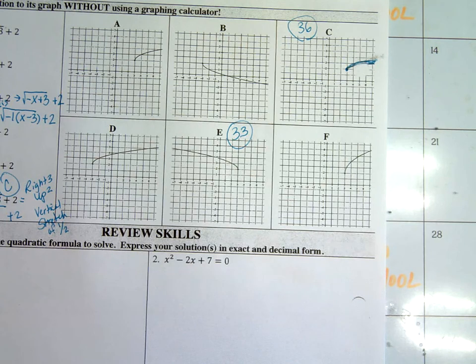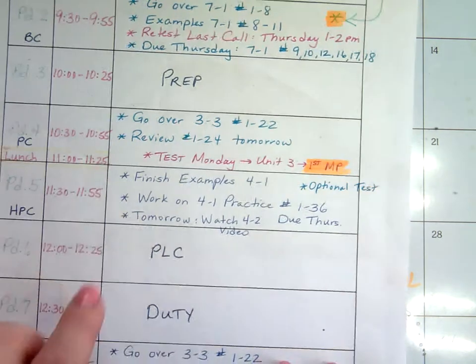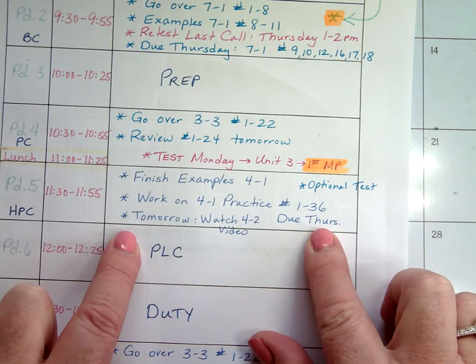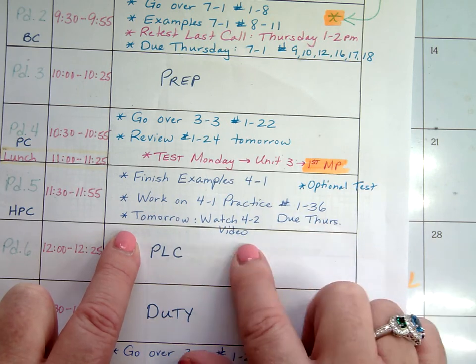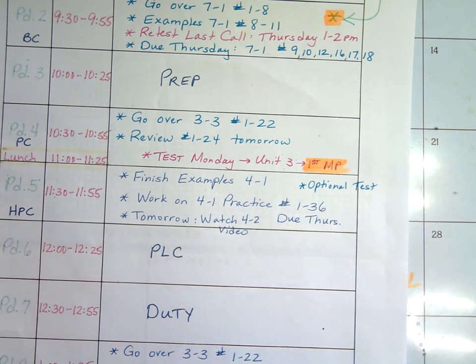All right, so let me go back to our schedule for the day today. By the end of day tomorrow, you are turning in these 1 through 36. So do tomorrow. Also, before class on Friday, you want to watch the 4-2 video because we're going to talk about odd and even functions on Friday when I see you again.